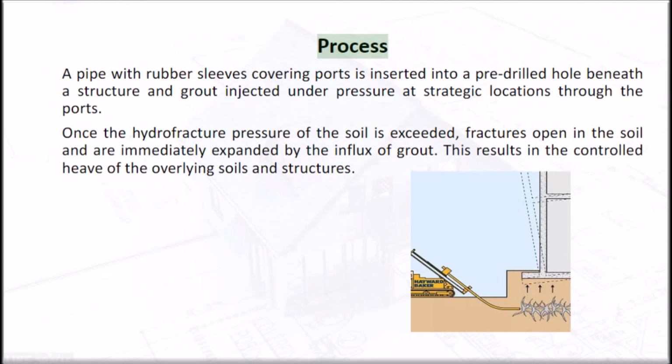Process. A pipe with rubber sleeves covering ports is inserted into a pre-drilled hole beneath a structure and grout is injected under pressure at strategic locations through the ports. Once the hydrofracture pressure of the soil is exceeded, fractures open in the soil and are immediately expanded by the influx of grout. This results in the controlled heave of the overlying soils and structures.